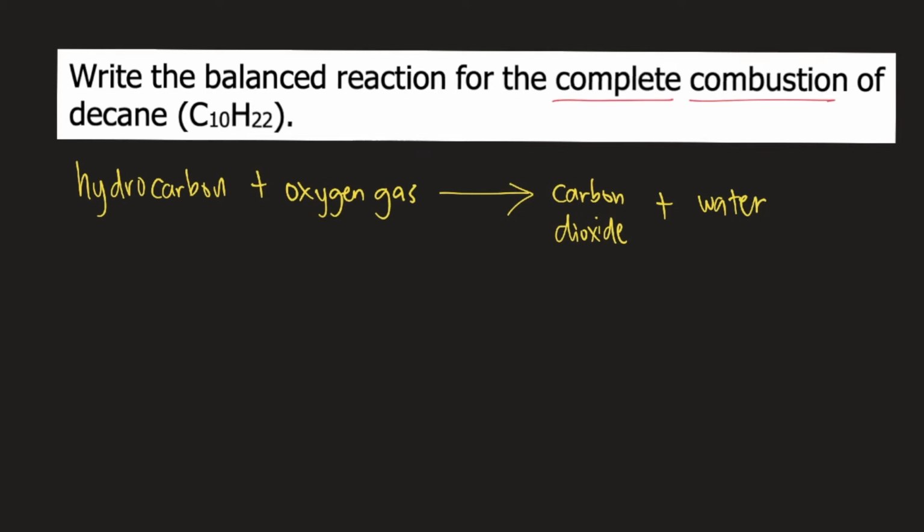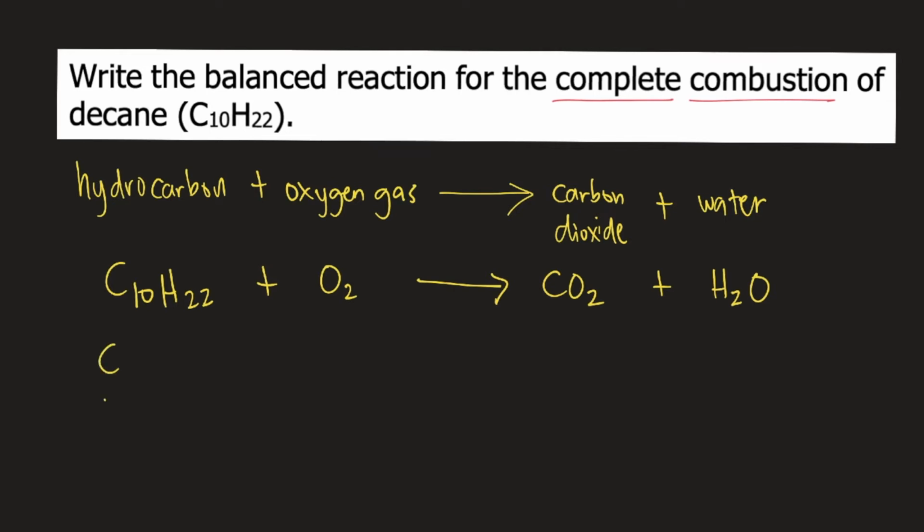So our hydrocarbon is decane, C10H22, oxygen gas is O2, carbon dioxide is CO2, and water is H2O. To balance this reaction, we need to consider three elements, carbon, hydrogen, and oxygen. So we will make sure that the number of each element is equal on the left and the right sides of the equation. I will give you a tip. Balance first carbon, then hydrogen, and balance oxygen last.